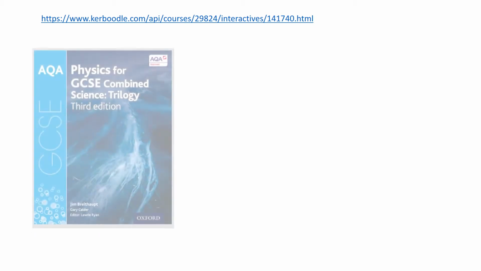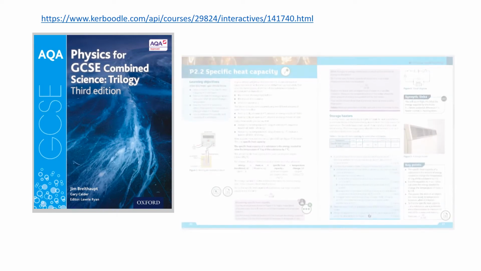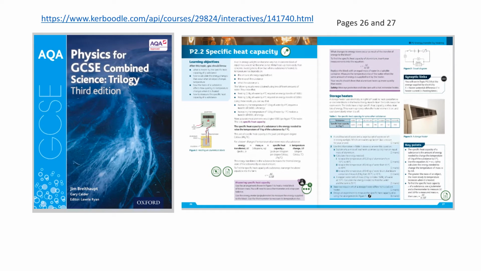And this practical can be found in your online textbook. So you can use your caboodle and you can find it on pages 26 to 27 in the trilogy physics. Okay, and there's some examples of how we use this information about specific heat capacity to work out and manipulate and apply the science.